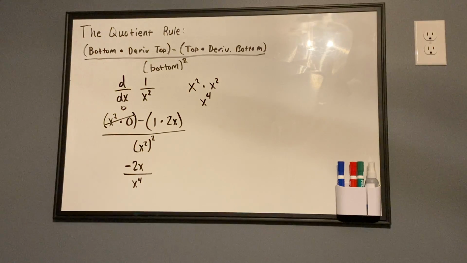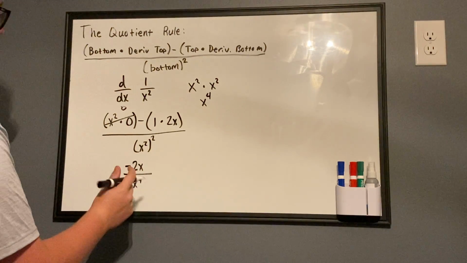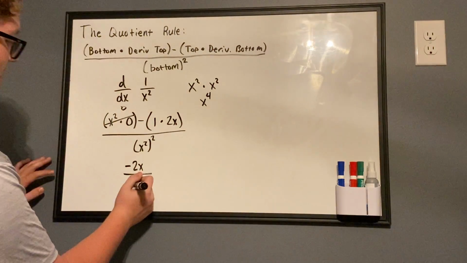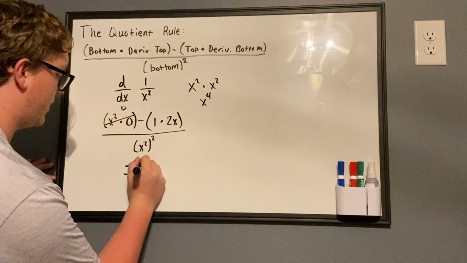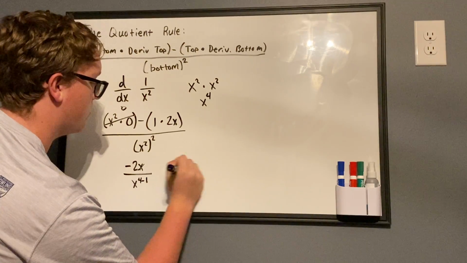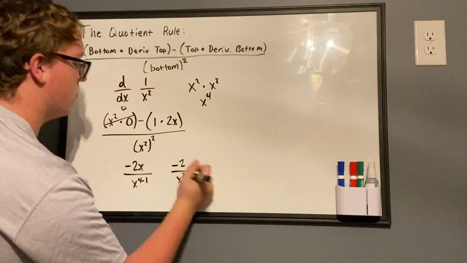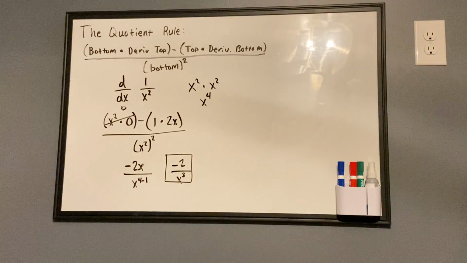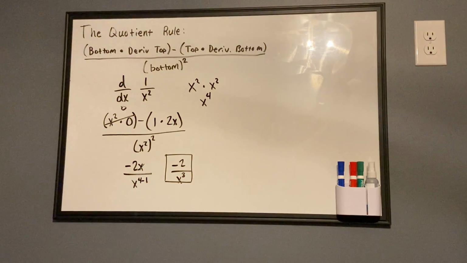One more thing we can do is we have an x that we can pull out. So we have an x here, and we can divide an x here. So this turns in, we cancel this one out, we have minus 1 here. This ends up being negative 2 over x cubed, because we cancel an x out of the numerator and denominator. That's our answer, negative 2 over x cubed.